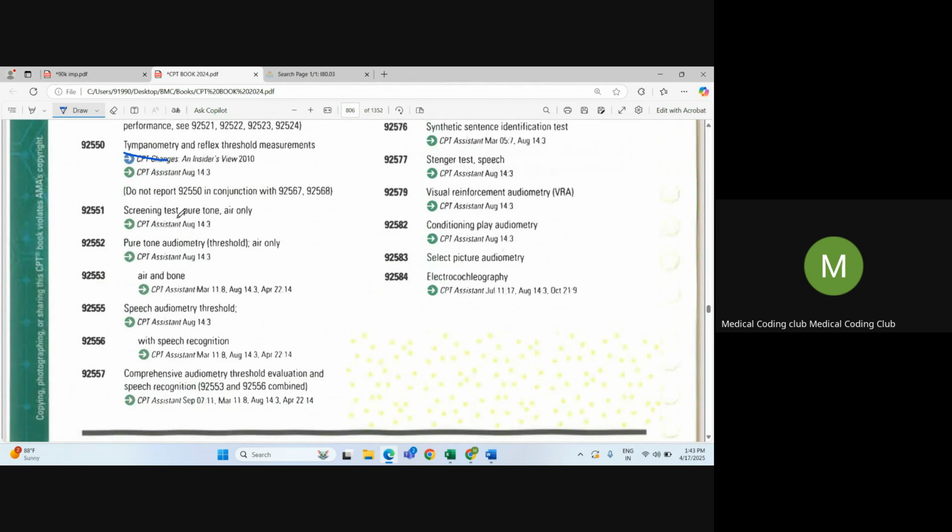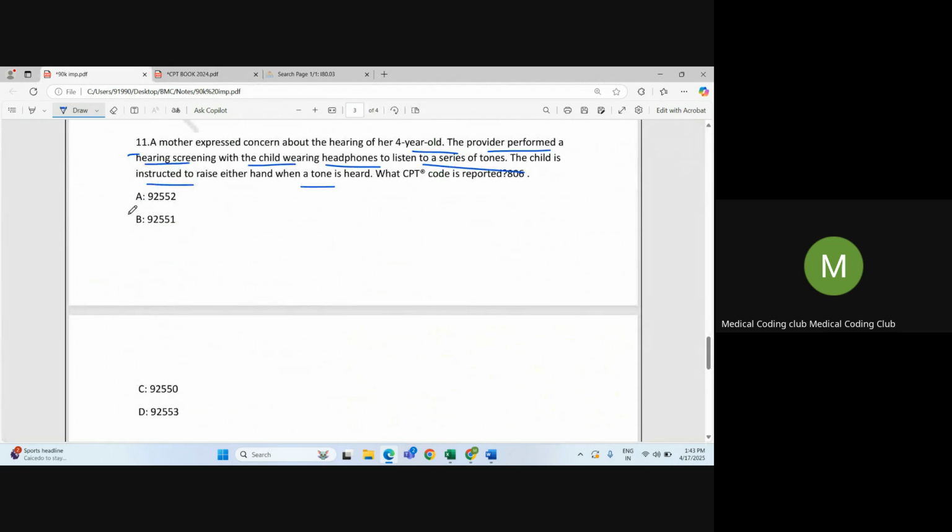92551 is screening test, pure tone air only. 92552 is pure tone audiometry threshold air only. Our question is about a screening test, so since it's a screening test, we will select 92551 as our answer.